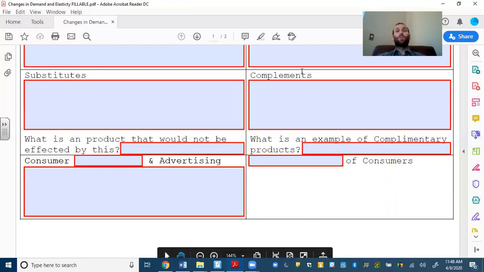Now, I hope this was helpful for you guys. And I hope you understand what can change demand. Remember, these are external factors. It's not price. Price changes quantity demanded, where those six other options will affect the demand curve as a whole.